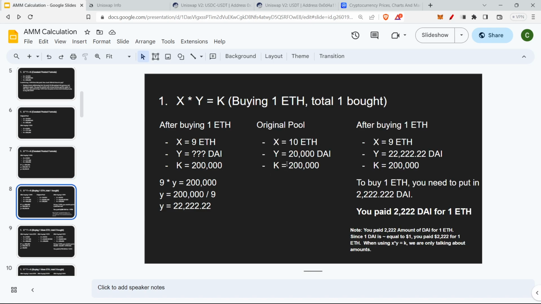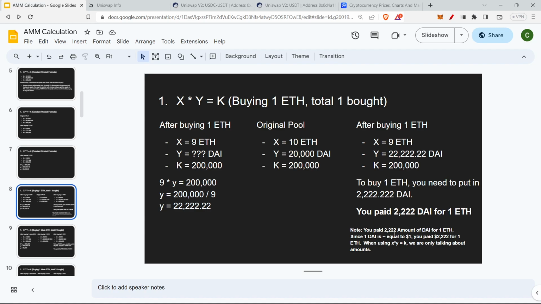This is the original pool, and after you buy 1 ETH, your Y becomes 22,222. So for you to take out 1 ETH, for you to buy 1 ETH, you have to put in 2,222 DAI. Essentially, you paid 2,222 DAI for one ETH.